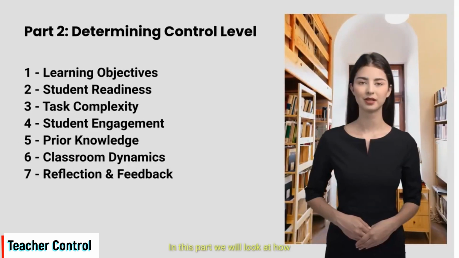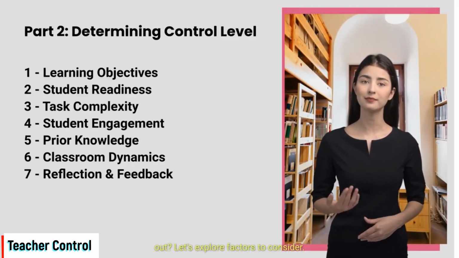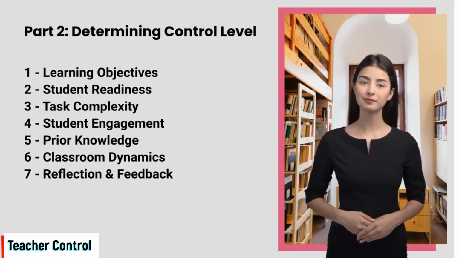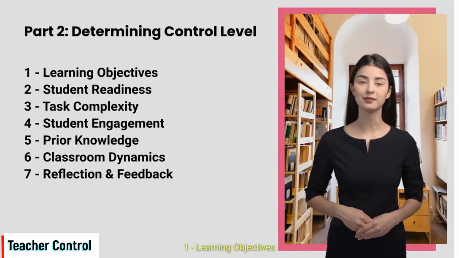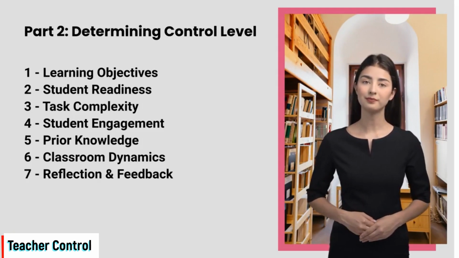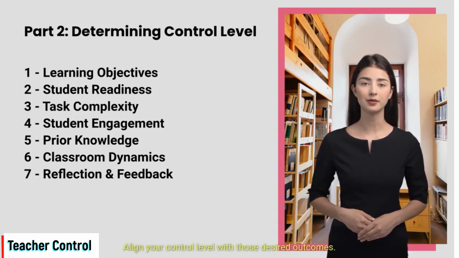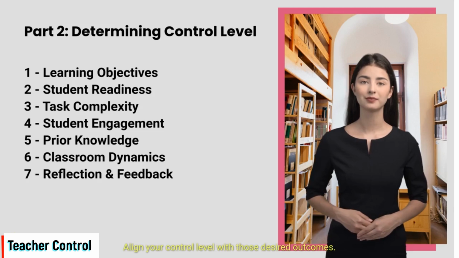In this part we will look at how you decide which dance moves to break out. Let's explore factors to consider. 1. Learning objectives. First off, clarify your learning objectives. What do you want students to achieve? Align your control level with those desired outcomes.